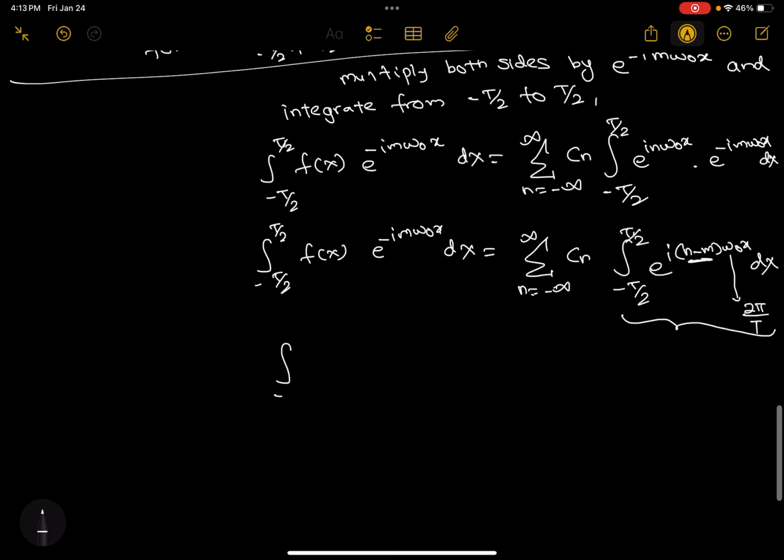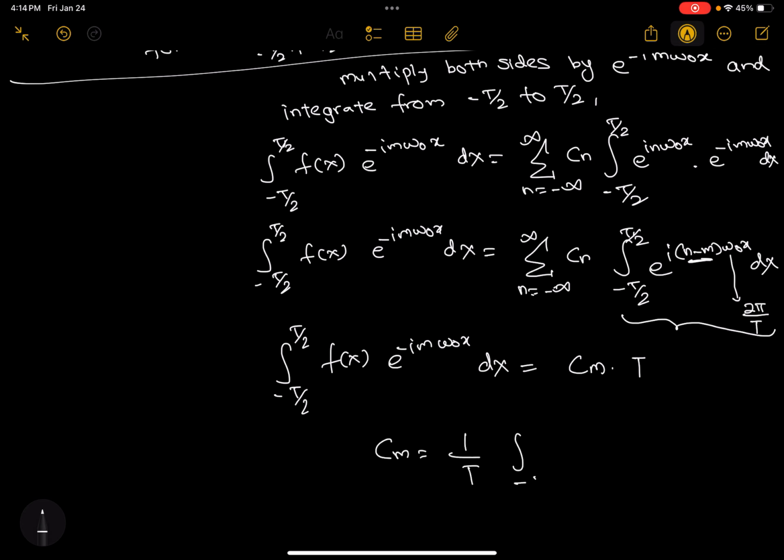So this will become the integral from minus T by 2 to T by 2 of f of x e to the power minus i m omega naught x dx. Basically what I told you is that only in the case when it's m will that term exist, and it will give the integral just T. In the other cases, it just goes to 0, so the other terms will vanish. I just gave a vague idea, but I hope you can search up some materials online to get the rigorous proof. We don't really require that to introduce the Fourier series, so I'm not going over that a lot.